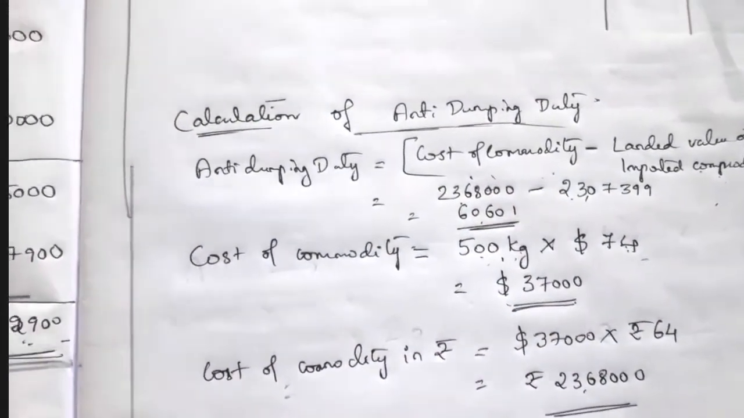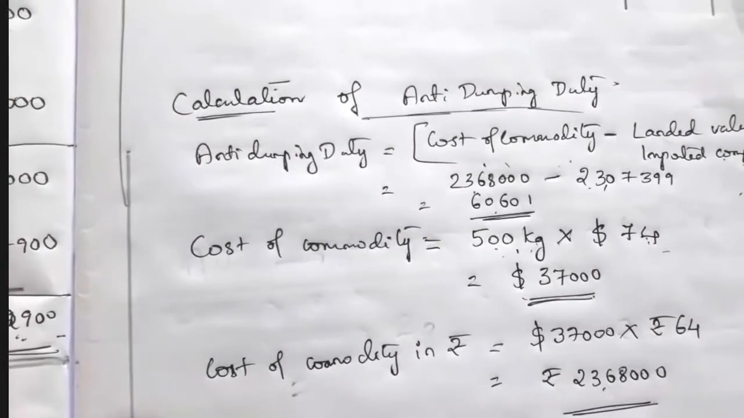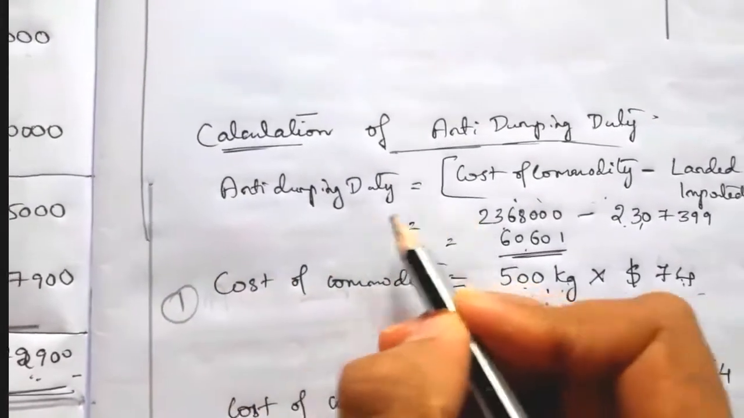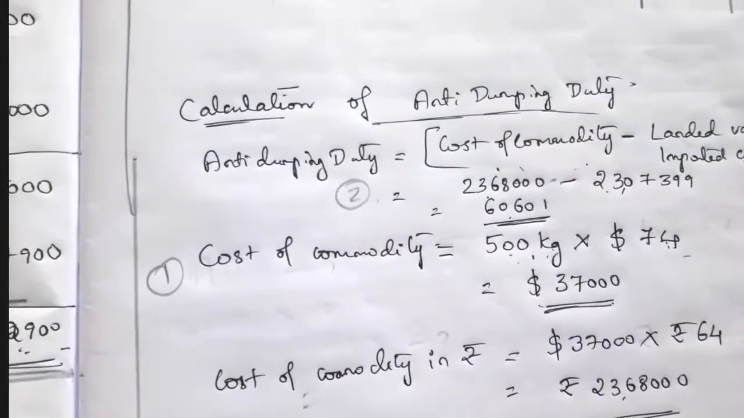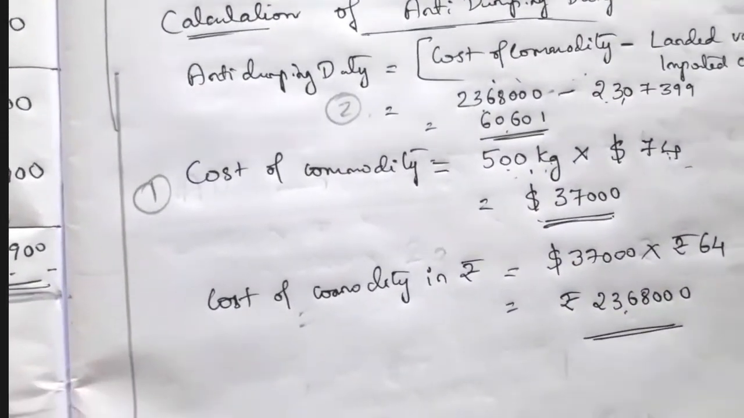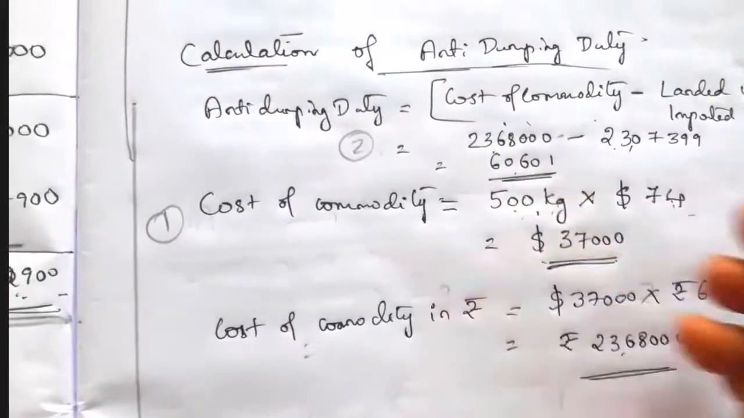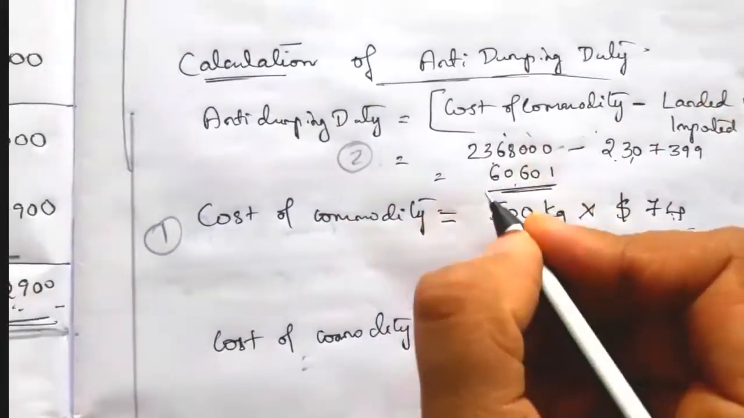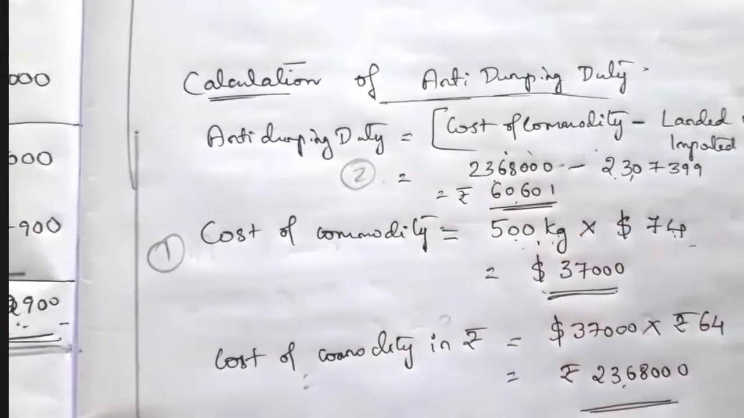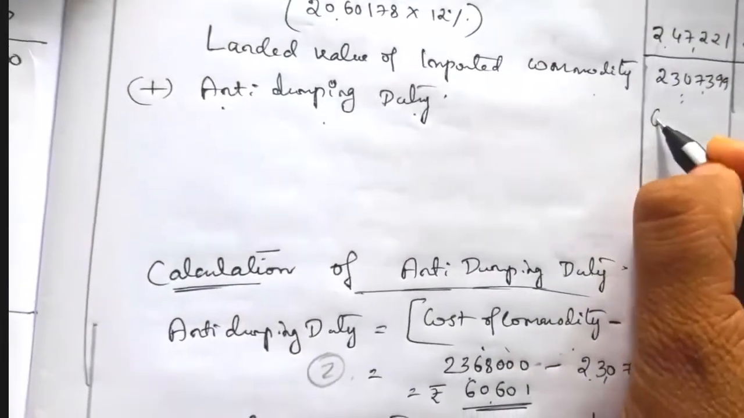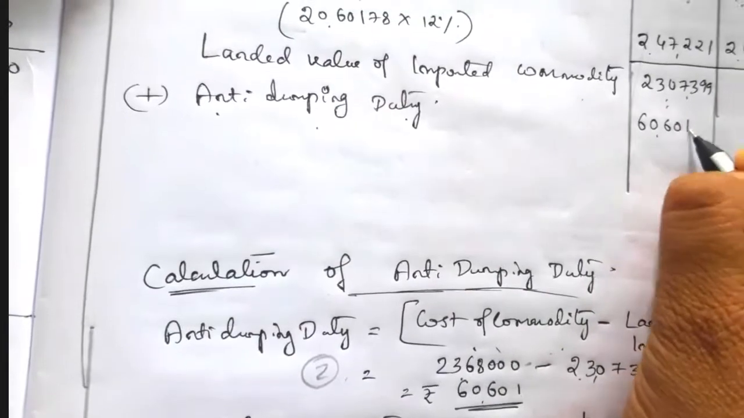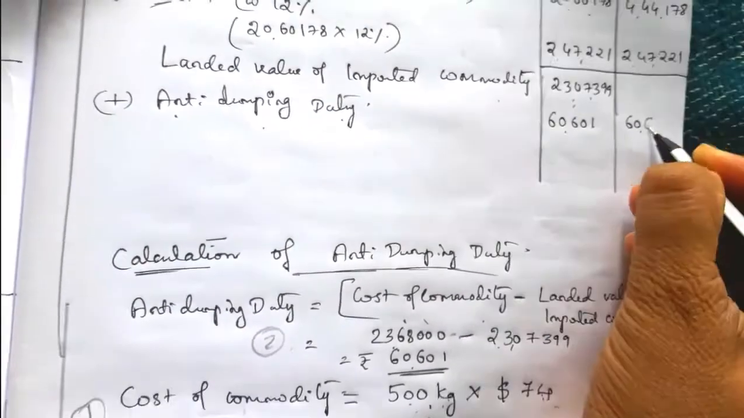Okay, so this is calculated first. Next we have to show this calculation. Second, leaving the space and working out. So now we have to take the anti-dumping duty. This is in the form of rupee, 60,601 rupees. So anti-dumping duty is 60,601. The same thing we have to write here also.